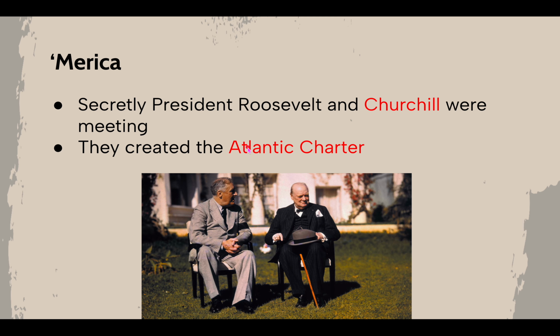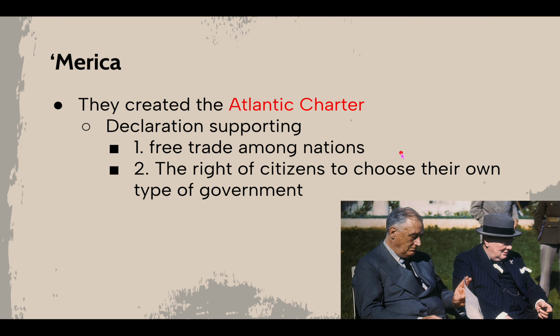Secretly, as well, President Roosevelt and Churchill were meeting, and they created something called the Atlantic Charter together. Remember, this is all pre-Pearl Harbor at this point. So the Atlantic Charter is declaring support of 1, free trade among nations, and 2, the right of citizens to choose their own type of government.